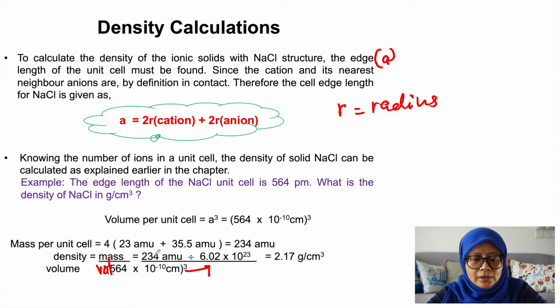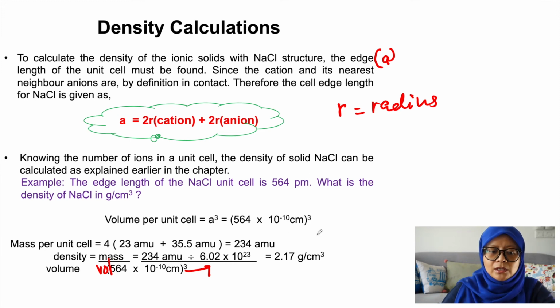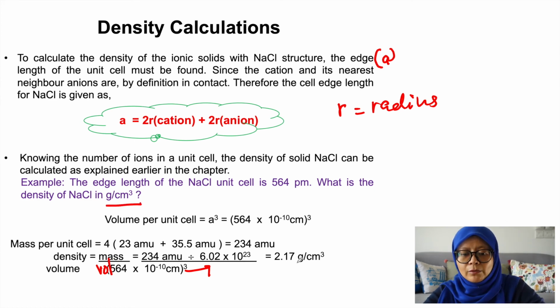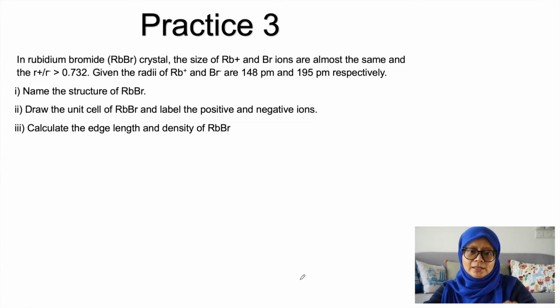So the mass divided by the Avogadro number, 6.02 times 10 to the power of 23, divided by the volume, which must be in centimeter. You need to convert picometer to centimeter because the question asks for gram per centimeter cubed. So the answer is 2.17 gram per centimeter cubed. This is practice 3. Please do this and we will discuss later in our virtual class.